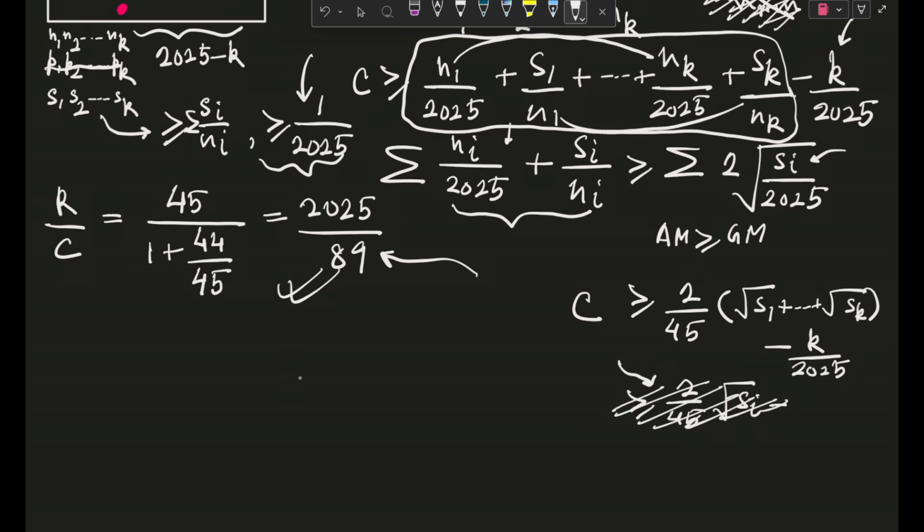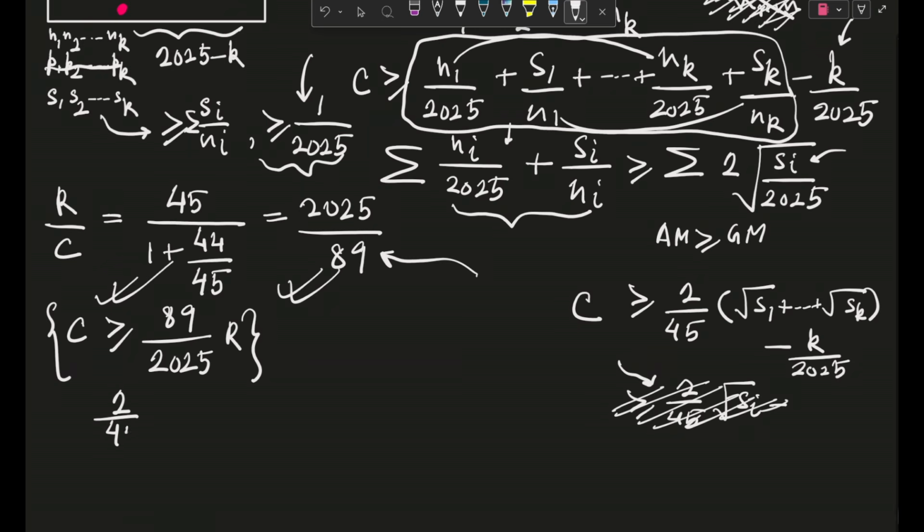Anyways guys, I hope this part was clear. So actually what we need to prove is C is greater than or equal to 89 by 2025 times R. This is what we need to prove. So I am using this thing and backtracking now. If we backtrack a little, using this value as a reference value, you can easily say one thing. C is greater than or equal to 89 by 2025 R, so if we can use this part of the inequality to equate with this, right?